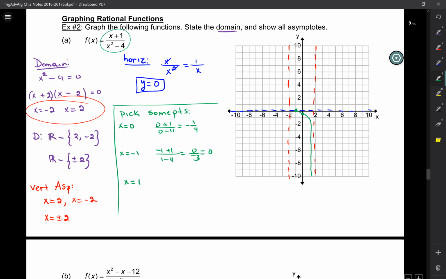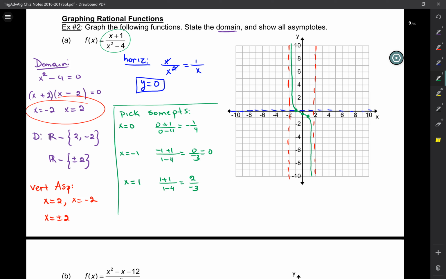When x is 1, it's 1 plus 1 over 1 minus 4. How much is that? It's 2 over negative 3, right? Which is like negative 0.67, so it's somewhere there. Okay, so now I know that it is going down for sure. And on this side, it's got to keep going up like that, right? Now, is everybody okay with this? I just want to do one more thing before I let you go.